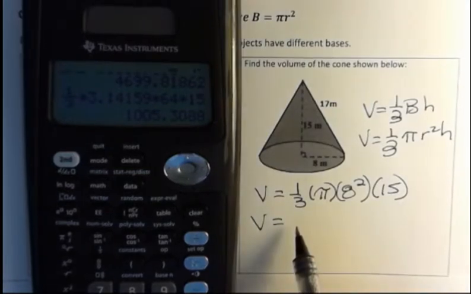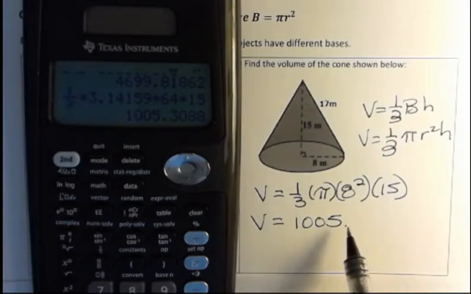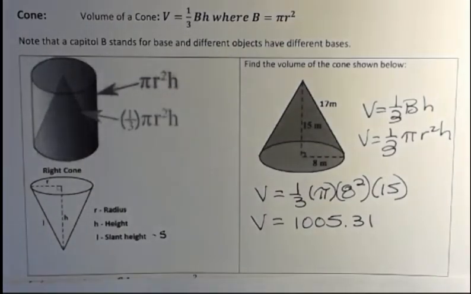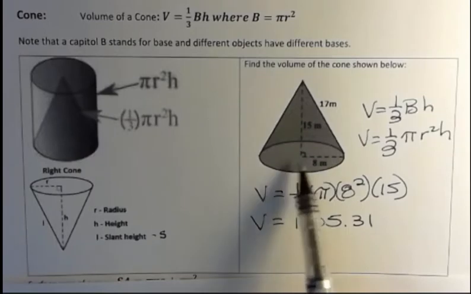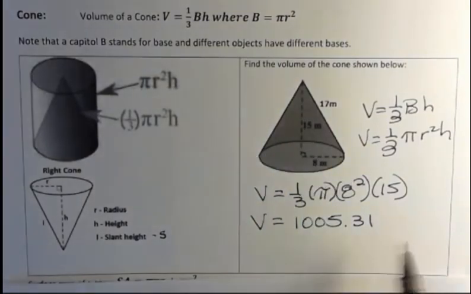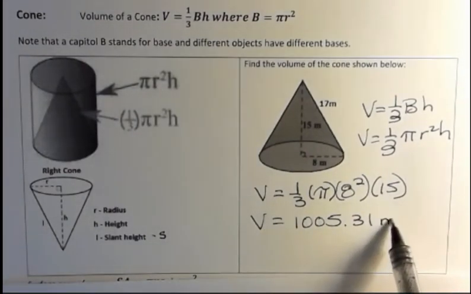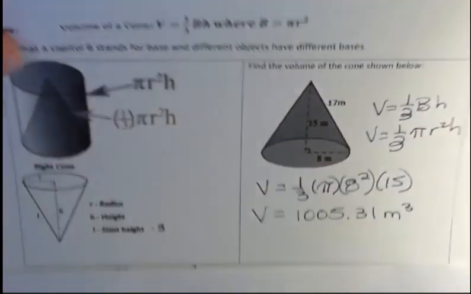That gives me a volume of 1005.31 when I round to the hundredths. Then I want to make sure I have the right unit. I'm talking about volume, so I have three dimensions: a width, a height, and a length too. I have three different dimensions every time I have volume. This was meters, so it's 1005.31 cubic meters.